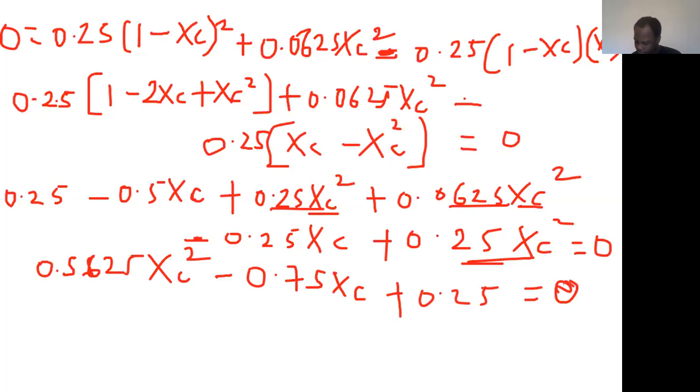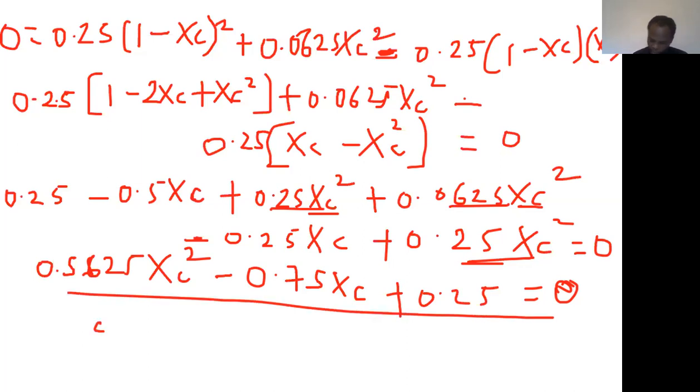So you can solve using a calculator. When you solve using the calculator, you enter 0.5625, minus 0.75, 0.25. So when you solve this quadratic equation, you have XC equals 2 over 3, and then XI becomes 1 minus 2 over 3, which equals 1 over 3.